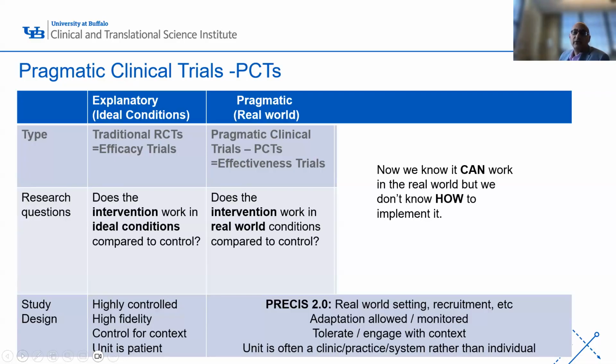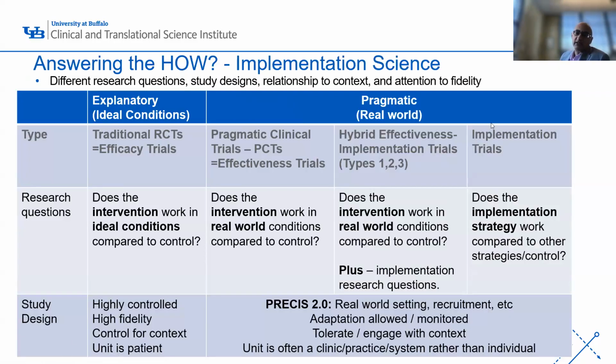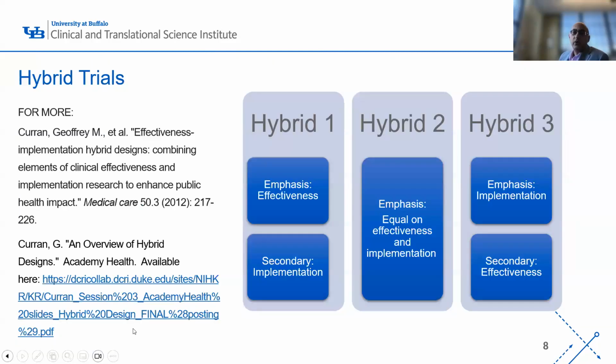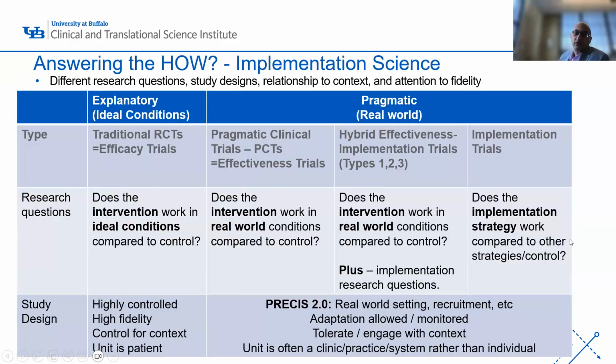So now, by doing a pragmatic real-world study, we know that it can work in the real world, but we still don't know how to roll it out and implement it more broadly. So that's how we need to get now into implementation studies. Let's look at the very right-hand column first. The very right-hand column is called implementation trials. And this is where you stop worrying about whether the intervention works, because you've gotten to the point where you tested it in multiple trials, in ideal conditions and in real-world conditions, and you know it can work.